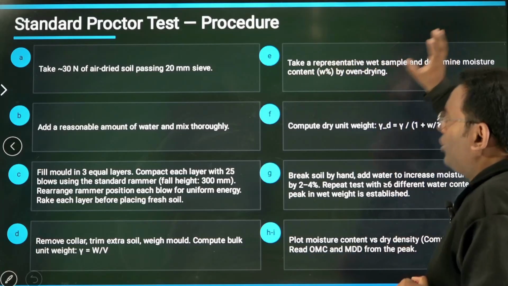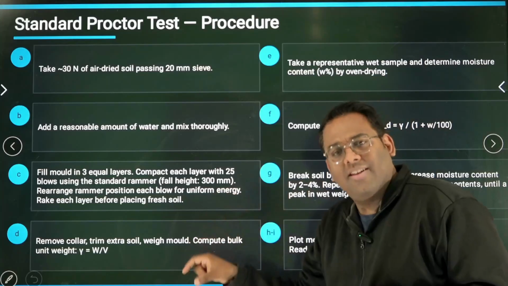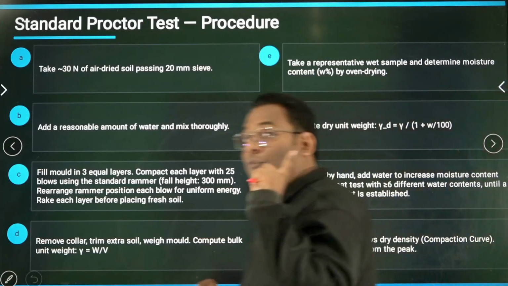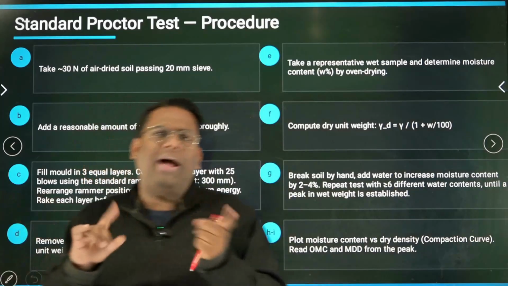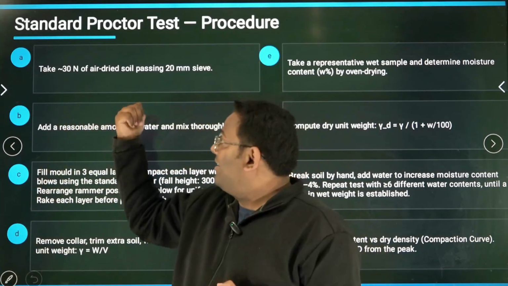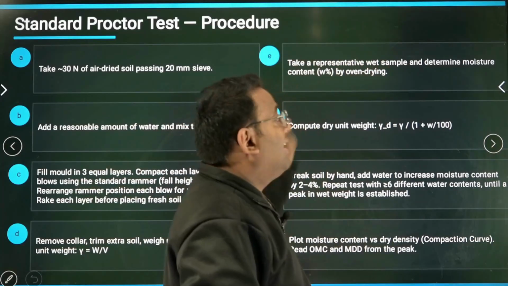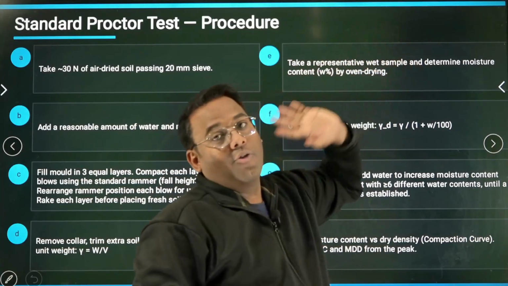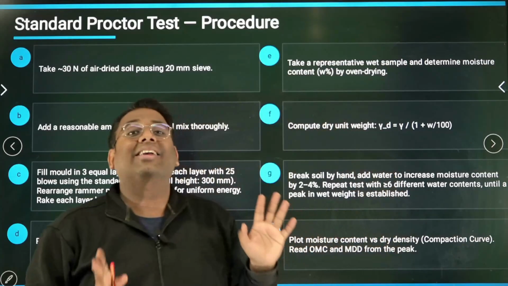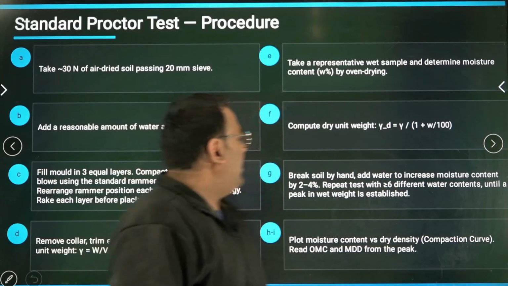Now, you have to take a sample of that soil which is present in the mold, and then calculate the water content and check it against whatever you have added in the second step. Now, as you know the gamma bulk and the value of water content, you calculate the value of dry unit weight by the formula gamma upon 1 plus W.